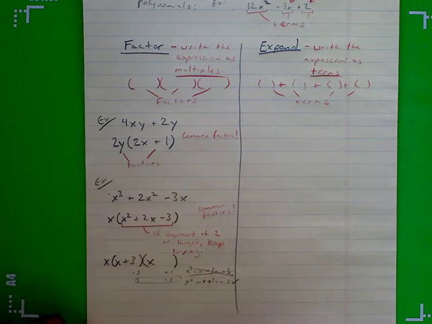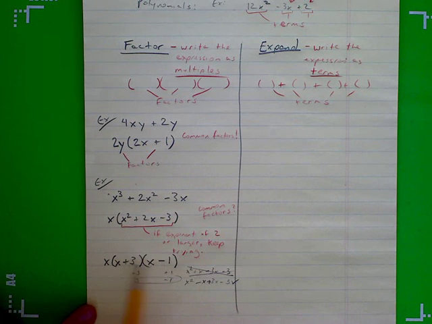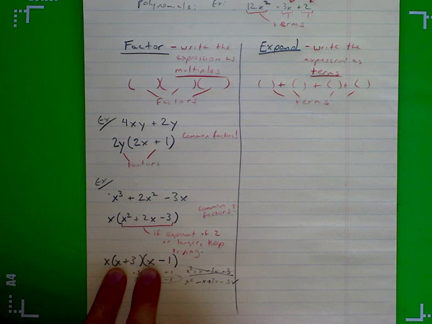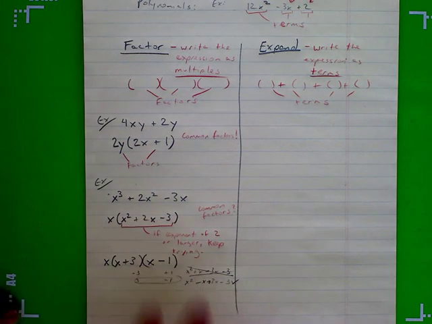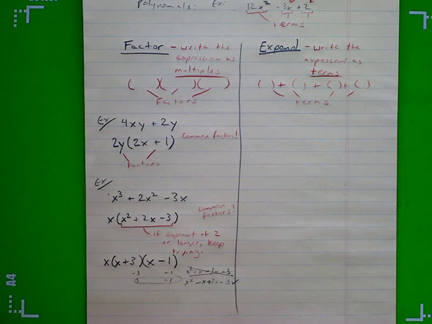So it's a positive 3 and a negative 1. Would it matter if I wrote them in the other order? A minus 1 and a plus 3? No, not in this case, because they both start with just x. So I can switch them around. Brittany?